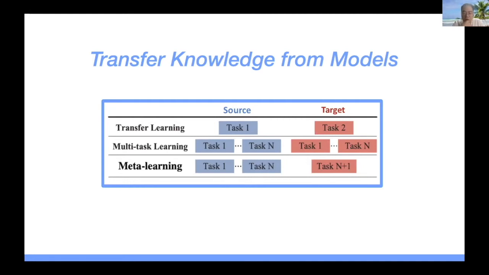And for multi-task learning, the difference is that we have multiple tasks going on. The model is trained on these multiple tasks jointly to capture their intrinsic dependencies. And for meta-learning, we train our model on multiple tasks and generalize that knowledge to unseen, new tasks.